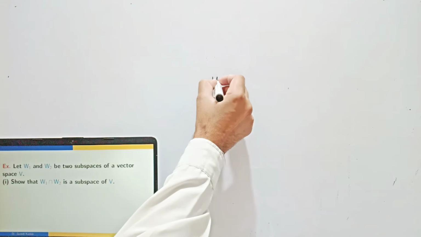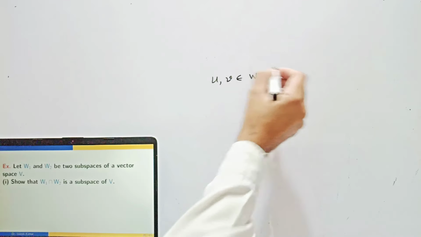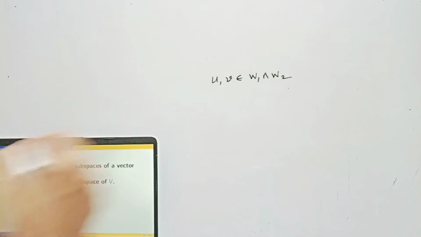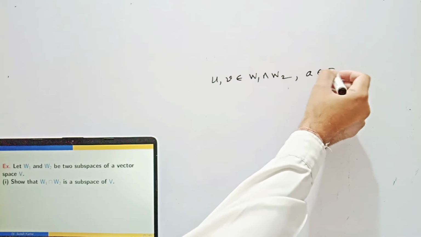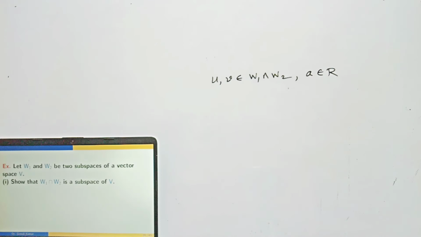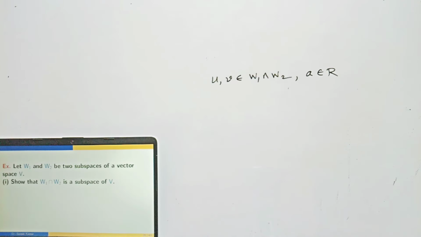So choose two members from W1 intersection W2. Then you would like to prove that u plus v belongs to W1 intersection W2, and also if a is any real number, then you would like to show a dot u belongs to W1 intersection W2. But before that, you also need to tell that W1 intersection W2 is non-empty. Otherwise, you cannot choose members. So, do you think that W1 intersection W2 is non-empty?